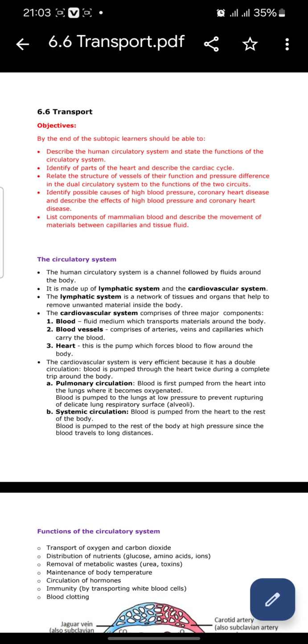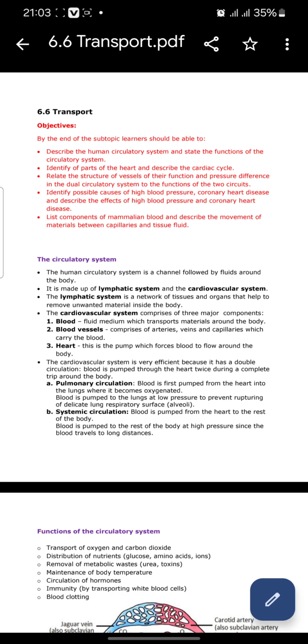So the cardiovascular system is very efficient because it has a double circulation, and it is a double circulatory system, meaning that the blood is pumped through the heart twice to complete one cycle. And blood enters the heart twice to complete one cycle.